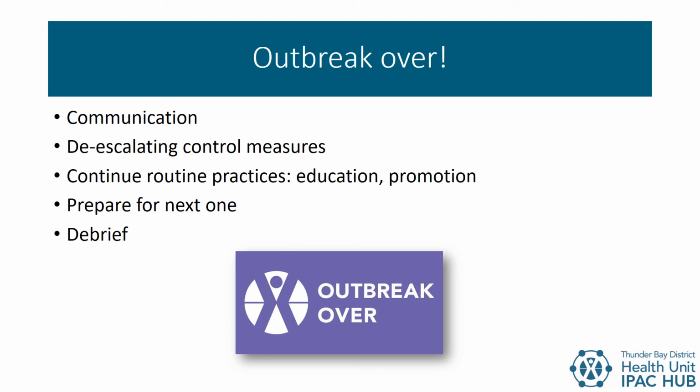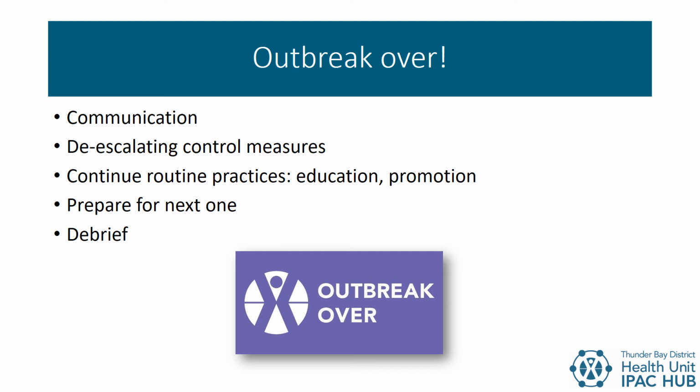So you are declaring the outbreak over. So communication to your stakeholders and the public. The Thunder Bay District Health Unit can usually do this for you. That's typically decided at an outbreak management team meeting. Communication also within the facility, so with your staff, residents, and their families. Final outbreak meeting when declaring it over will dictate what measures to remove and when. So that's the de-escalation of control measures.